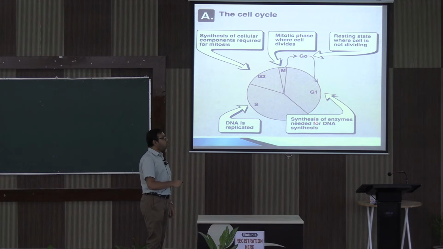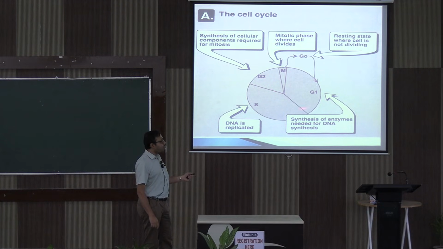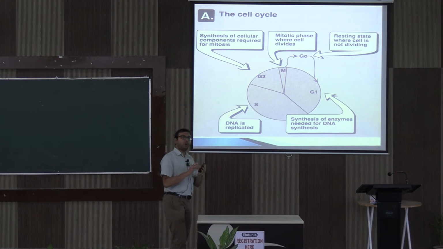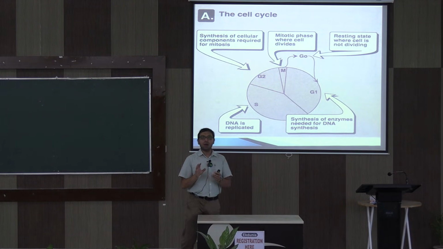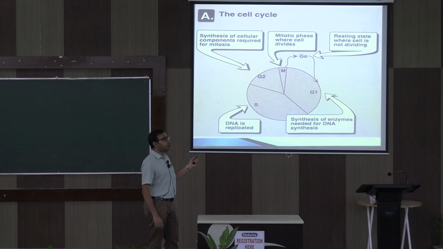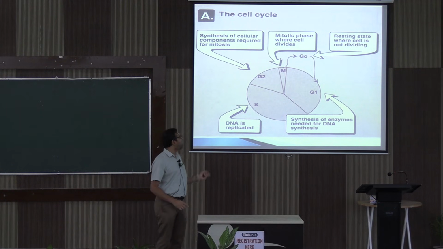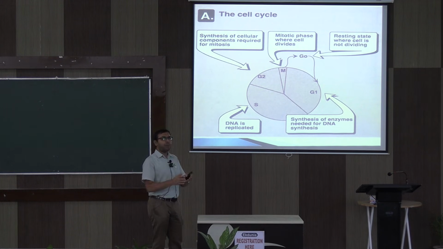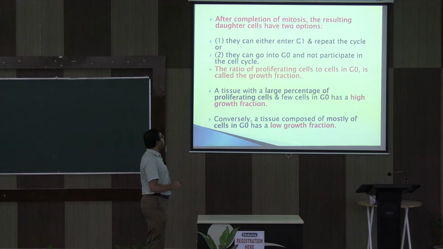In G1, synthesis of the enzymes needed for DNA synthesis happens. DNA is replicated in the S phase, and within the cell cycle usually 40 to 50% of the time is spent in the S phase. Then it goes to the G2 phase, where the cellular components required for mitosis are synthesized and the cell prepares for division. In M phase, the minimum time is spent, where rapid multiplication happens, and then it continues. So already we have discussed this.